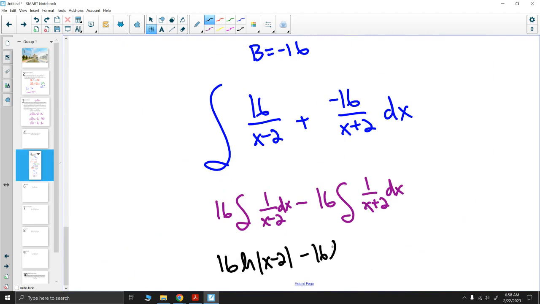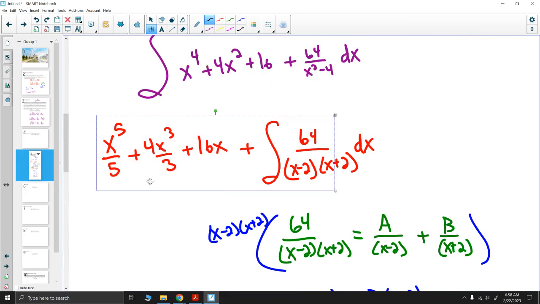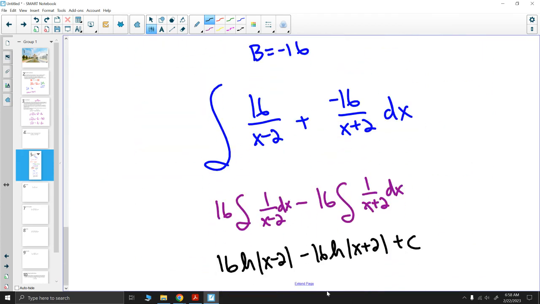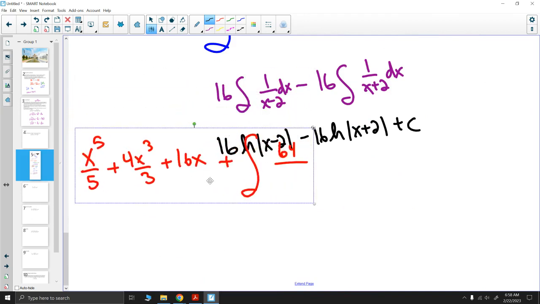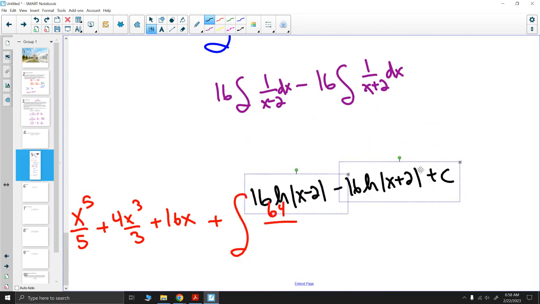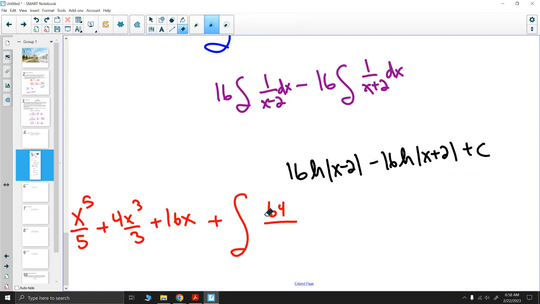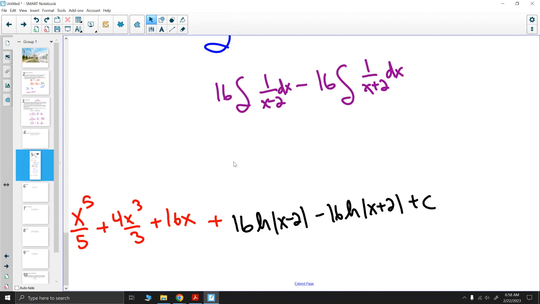Minus 16 natural log of x plus 2 plus c. And again, we still had our first aspects here, these things. I copy this and paste it in. Let's move these over. Yeah, that will work. Let me erase this. I'm being lazy, and I probably could have just written it. But anyway, that is our integral. It's those portions plus these portions, which we had to use partial fraction expansion for.